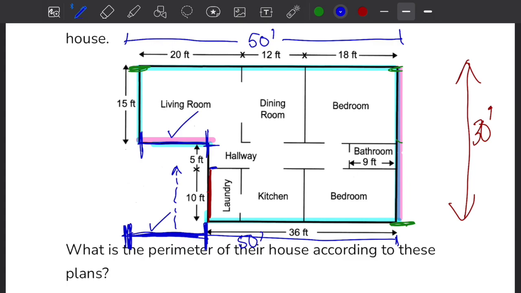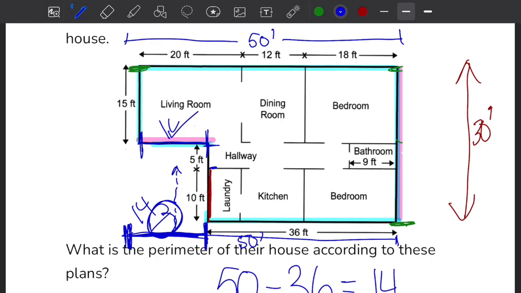Okay? Now, how can I figure it out? Well, if the total is 50, and I know that this is 36, I know that this number, once I figure it out, has to add up to 50 when I add it to 36, right? So to find the answer, I'm going to go 50, take away 36, and that should give me 14. So this measurement here is 14, which means this has to be 14.